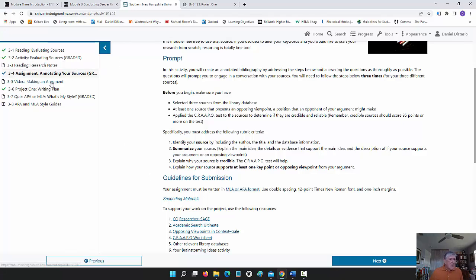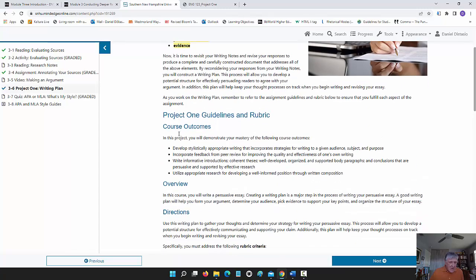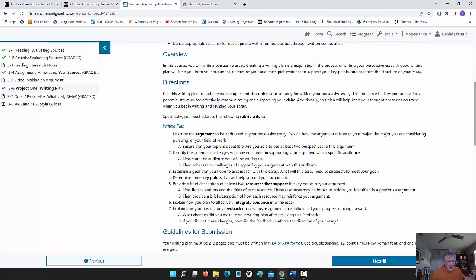From there, we're going on to take a closer look at the argument and style, and then also our writing plan itself. Now, note the writing plan is very similar to the writing notes. Many of you did a very good job with that, and you may need to just have some revisions, but pay attention to the fact that there are additional questions included in the writing plan. So here are the points that we are going to look at in the writing plan, and here is the actual order that you should present them.